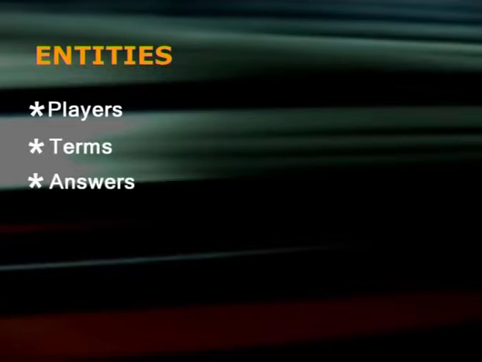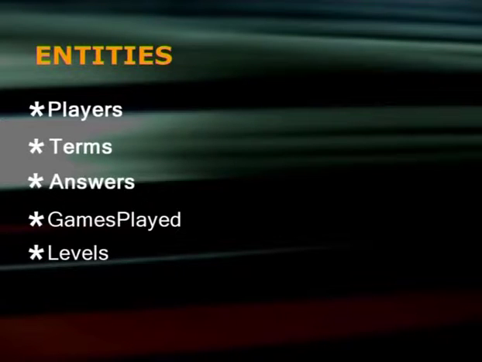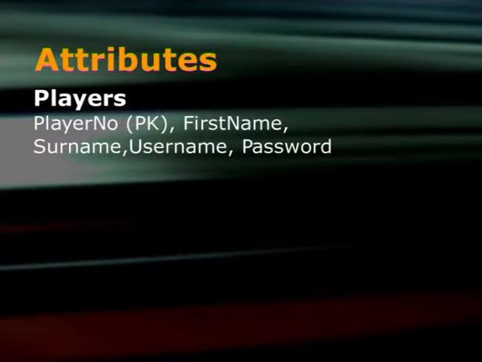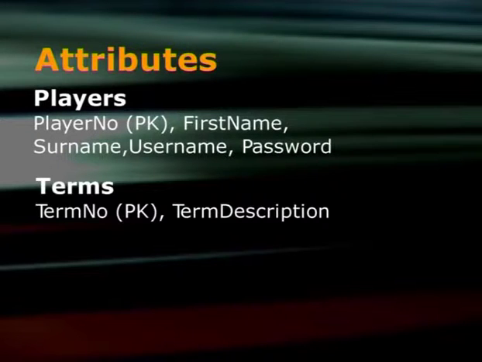The entities are players, terms, answers, games played, and levels. The attributes for players are player number, primary key, first name, surname, username, and password. For terms, it's term number, primary key, and term description.